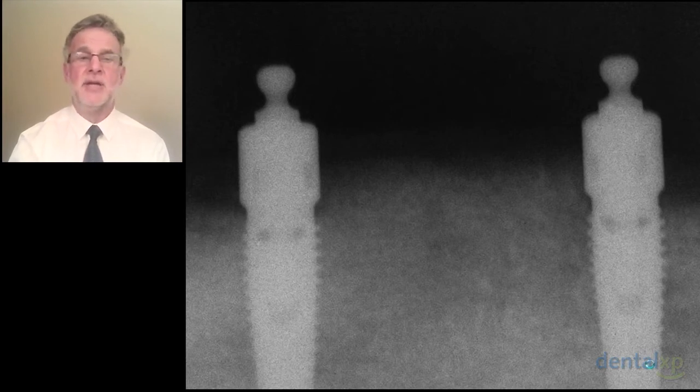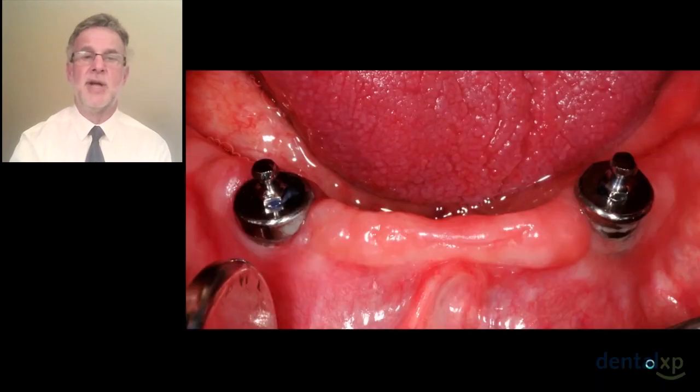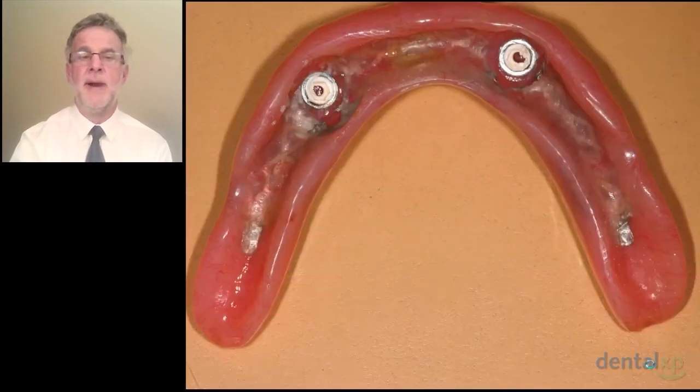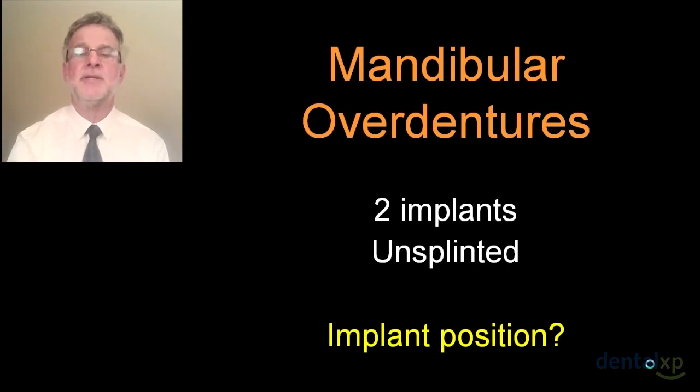So this is a case that's been in the mouth for over 20 years with a ball type attachment. Here's another case where we are off angle. I'd like to say it's not my own case, but it is, again, done about 15 years ago. And again, you may tend to get more wear of the attachments if you don't have a parallel path of insertion. So where should we position our implants if we're only doing a 2-implant overdenture?